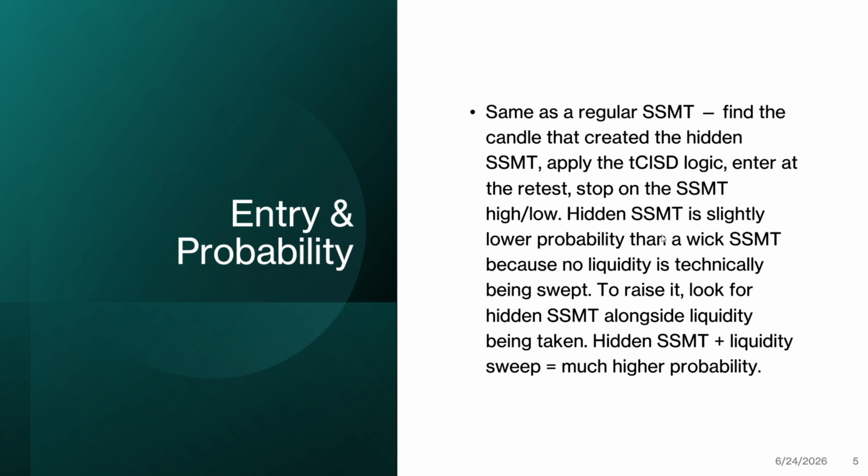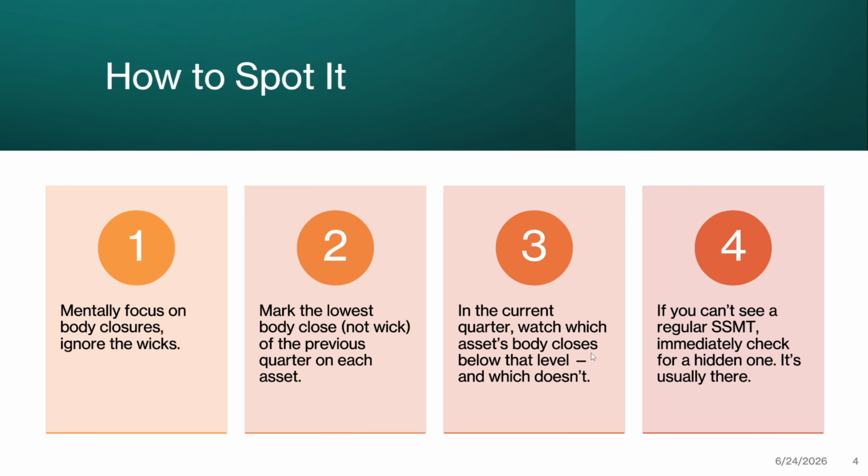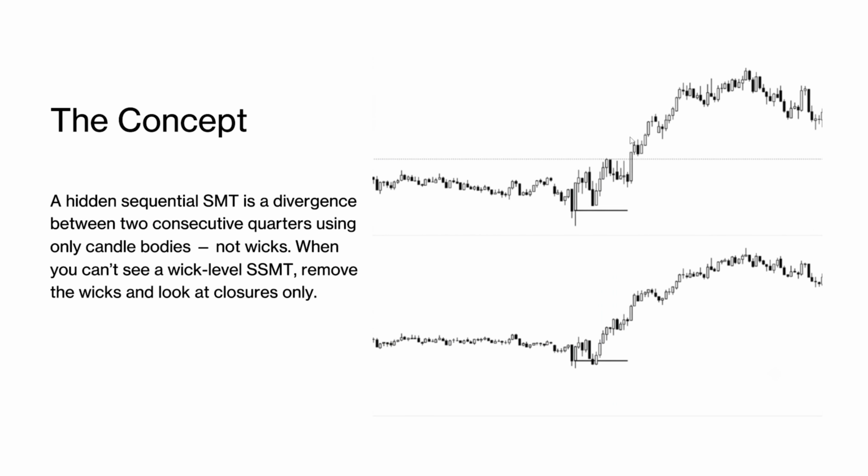Hidden sequential SMT is slightly lower probability than a wick sequential SMT because no liquidity is technically being swept. To raise it, look for hidden sequential SMT alongside liquidity being taken. Hidden sequential SMT plus liquidity sweep equals much higher probability. Let me show you what this is. Just like here. Now, where could your entry be?